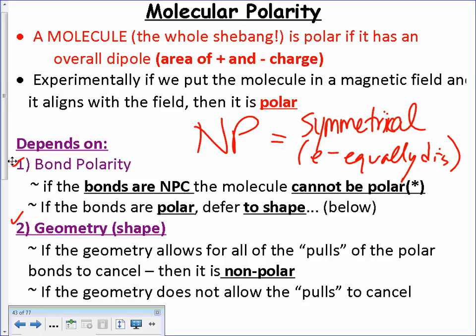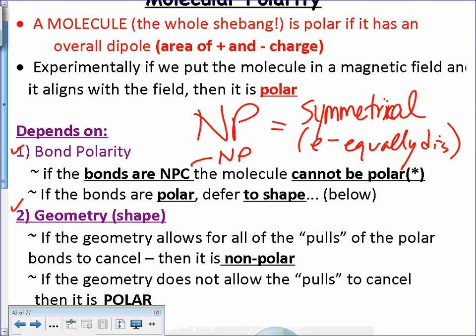So the one golden rule is that if your bonds are nonpolar covalent, meaning there's no pushing or pulling of electrons to one side or the other, generally your structure is going to be nonpolar. Okay? So generally if the bonds are nonpolar covalent, everything else is going to follow to be nonpolar. So that kind of makes things easier. But if things are polar, two polar covalent bonds can actually cancel each other out.